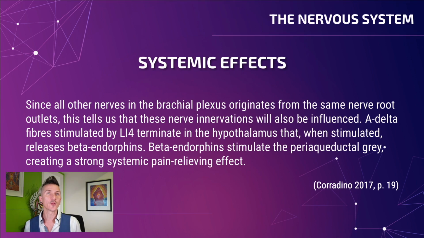Since all other nerves in the brachial plexus originate from the same nerve root, this tells us that these nerve innervations will also be influenced. A delta fibers stimulated by large intestine 4 terminate in the hypothalamus that, when stimulated, release beta endorphins. Beta endorphins stimulate the periaqueductal gray, creating a strong systemic pain relieving effect.